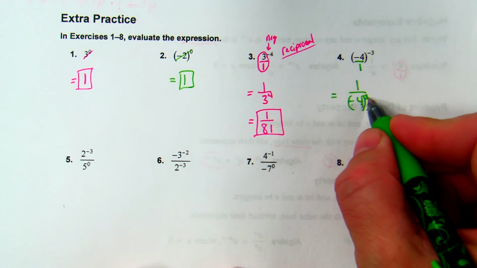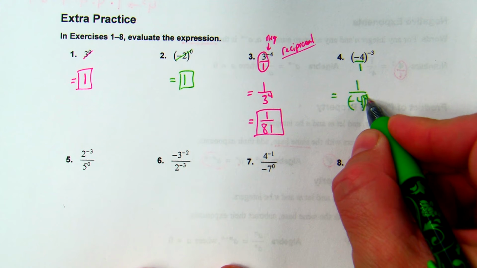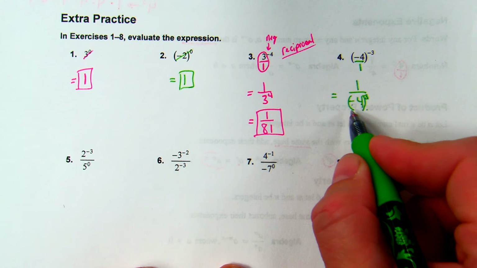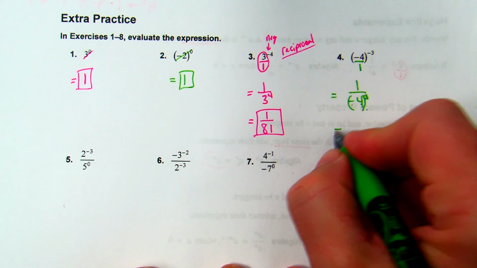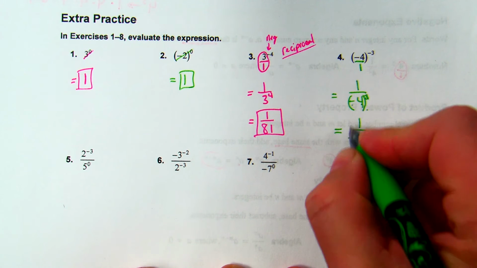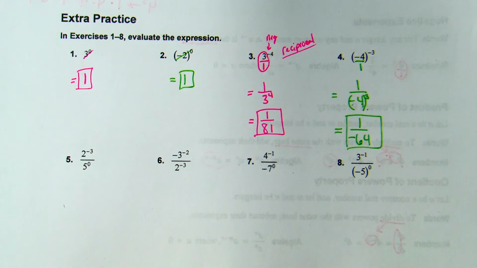Okay. So again, this is going to end up being negative 4 to the 3rd power. It's an odd number exponent, and so our answer is going to be negative. And so if you multiplied that out, you'd end up with 1 over negative 64. Okay, it's kind of a general rule of thumb to remember too. If you have a negative number and you have an even exponent, it's going to be positive. If you have an odd exponent, it'll be negative.